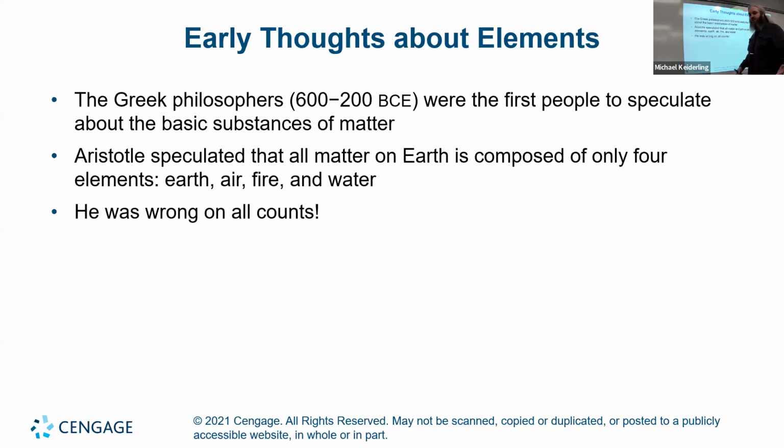So there were early thoughts about the elements. Greek philosophers were the first people to speculate about the basic substances of matter. Some of them came to the assumption that everything was made of indivisible parts that they called atoms. And Aristotle speculated that all matter is composed of only 4 elements: earth, air, fire, and water. He was wrong. But that's what you get when you don't experiment.